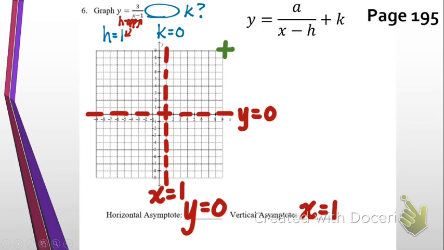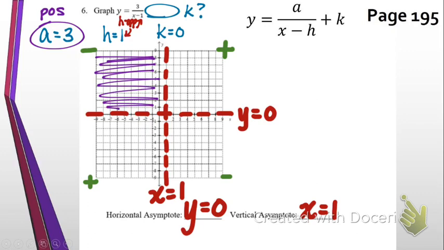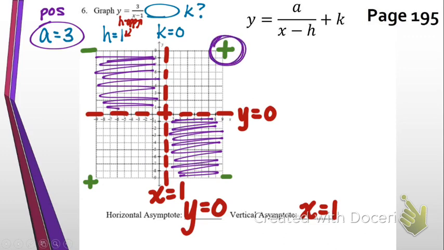What is my a value? 3. A is 3. So which quads will we be in? Positive quads. Scratch out my negatives. Don't need those. That's my dead zone. We're going to be in the positive quadrants, and we're going to count how far? 3. Up 3. 1, 2, 3, and in 1. I still need to do down and to the left. 1, 2, 3, in 1.